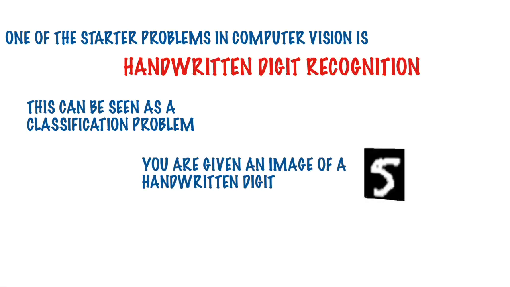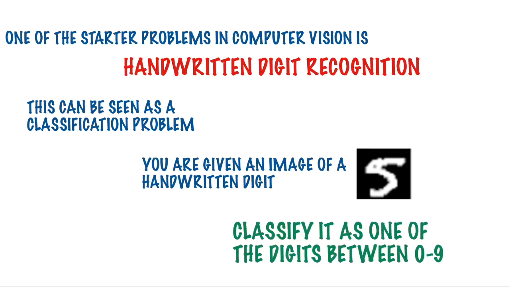So you take this problem and you look at it as a classification problem. Given an image of a handwritten digit, you need to classify it as one of the digits between 0 to 9. There are standard image processing techniques that can take an image of a number and break it up into the individual digits. Then, given each of those digits, you need to be able to classify it as one of the digits between 0 to 9.